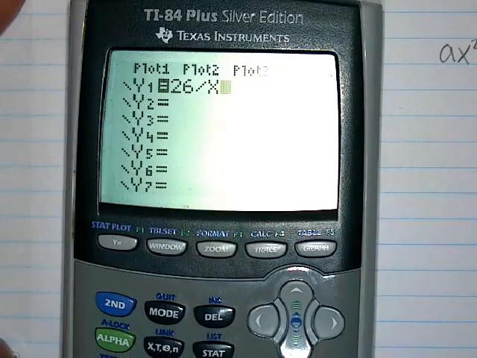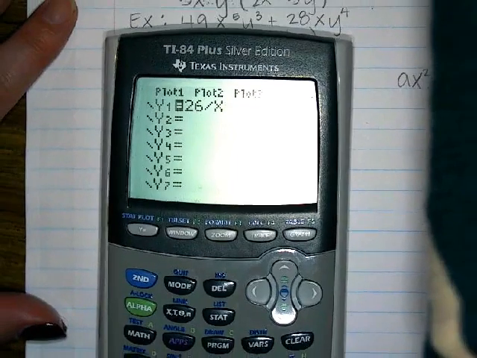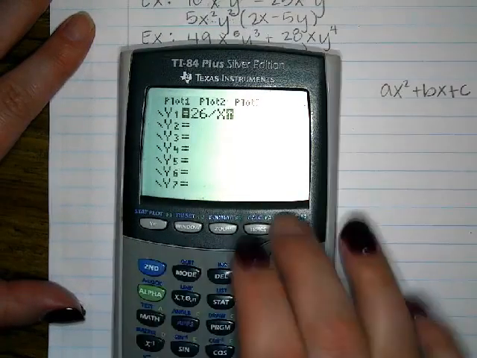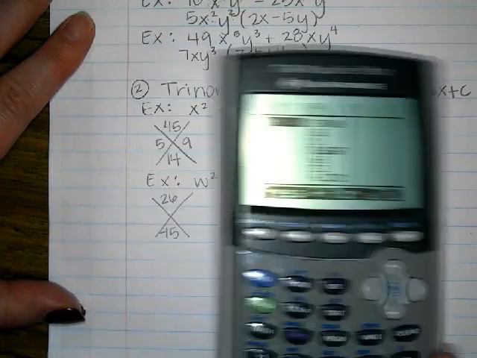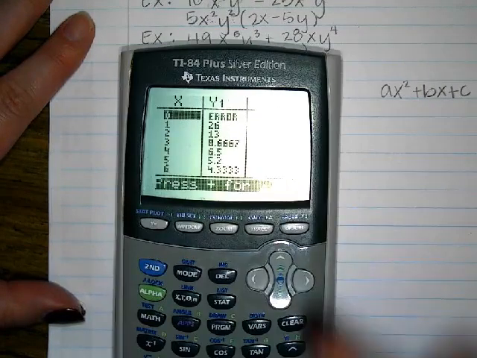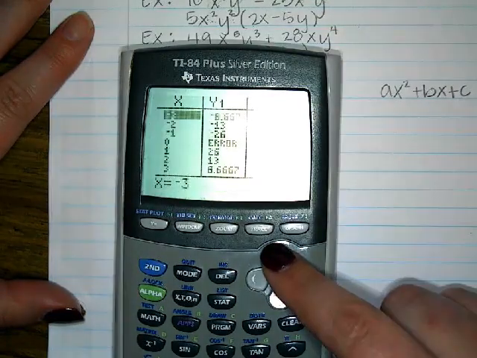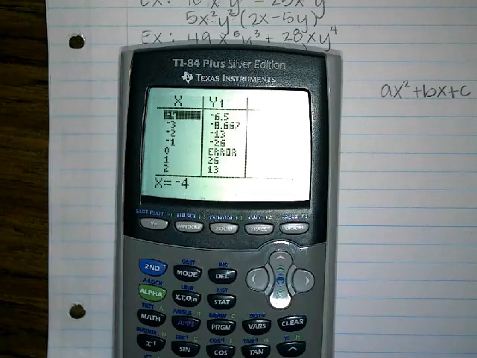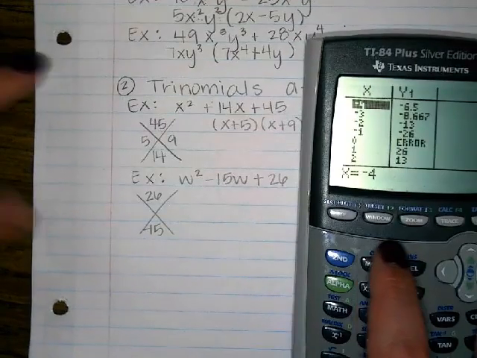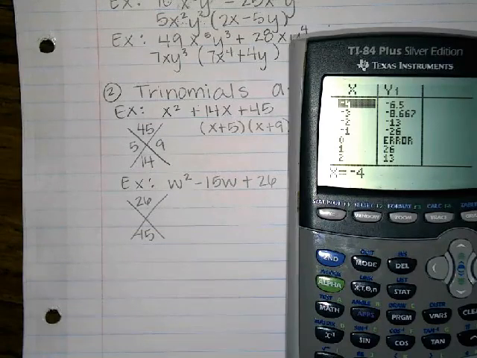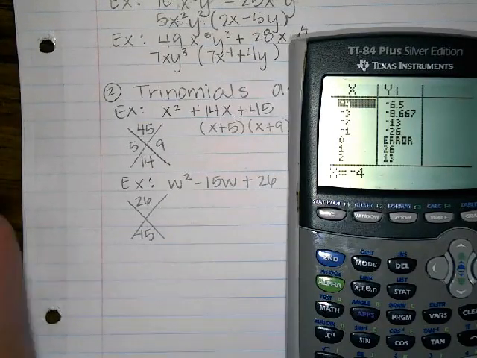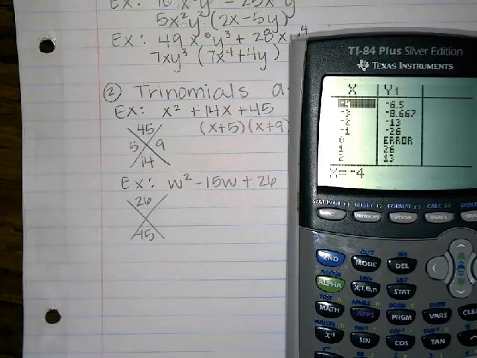Second graph. Now, if I'm looking for numbers that add to a negative 15, these are all going to add to positives. So I'm going to press the up arrow to go in the negative direction. So w squared minus 15w plus 26. I'm looking for numbers that multiply to 26 but add to a negative 15. And what would the numbers be? Negative 13, negative 2.